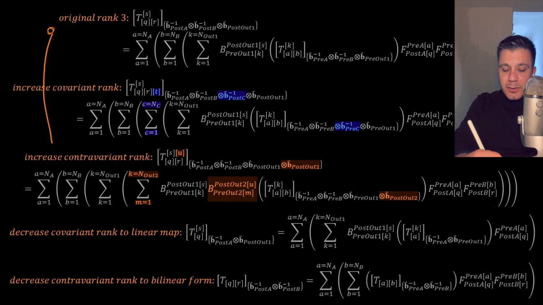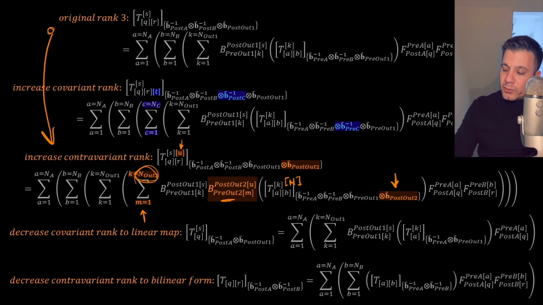So if we go from original rank 3 and we increase the contravariant rank by 1, we need a new superscript. We need a new summation, which is defined in terms of the new output, which we call out2. We have a new backwards transform matrix. Again, I'm sorry, I didn't remember to put the new index in there. That needs a new superscript index. And we have our new basis. Okay, this is covariant rank 2, contravariant rank 2. And so we have 2 forward transform matrices and 2 backward transform matrices.